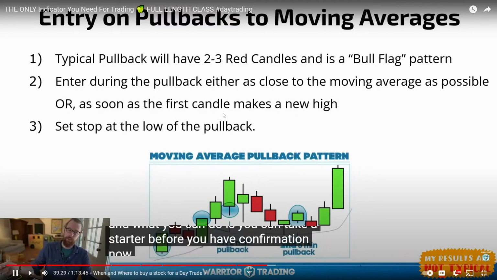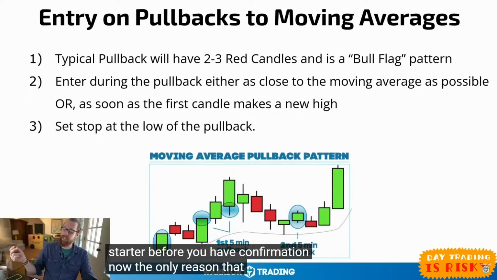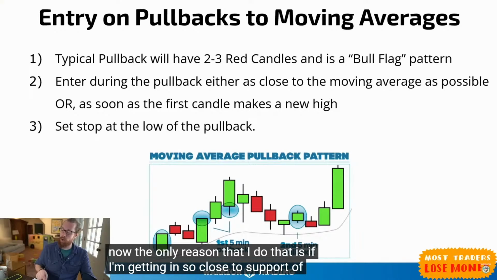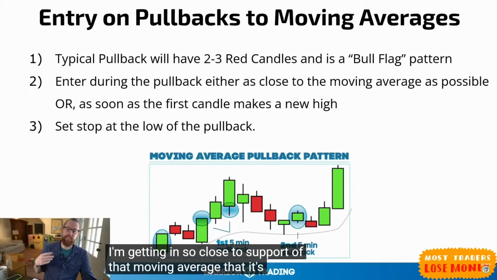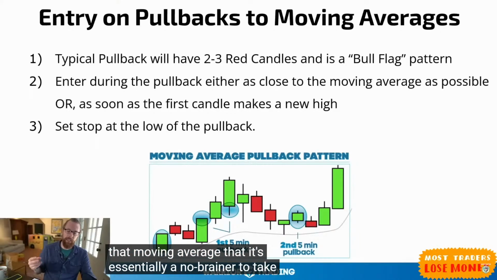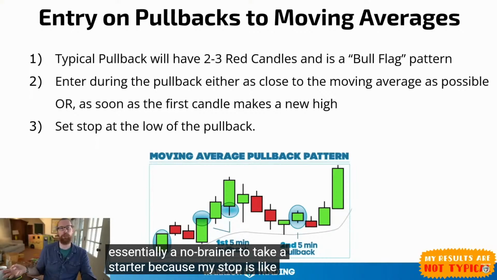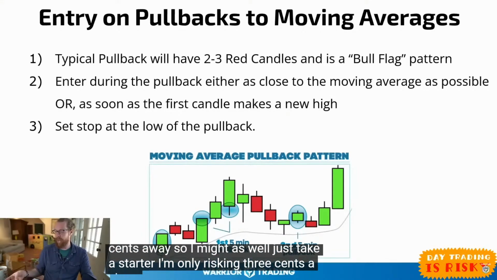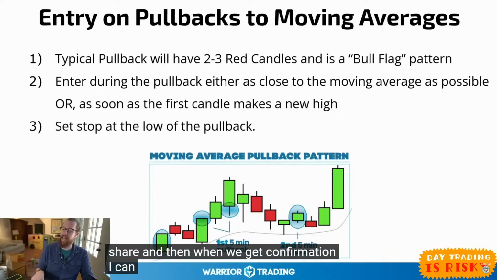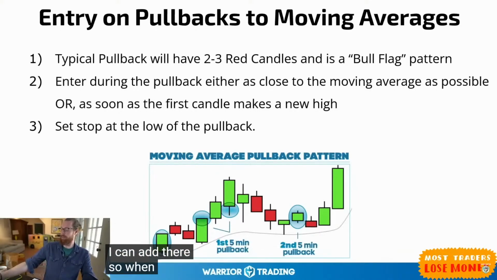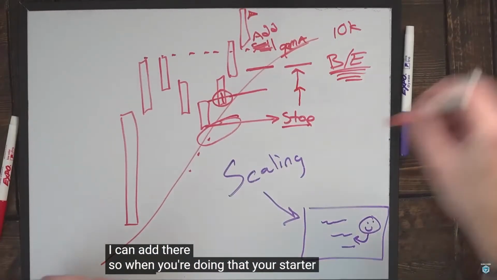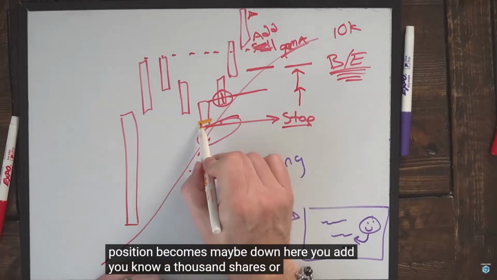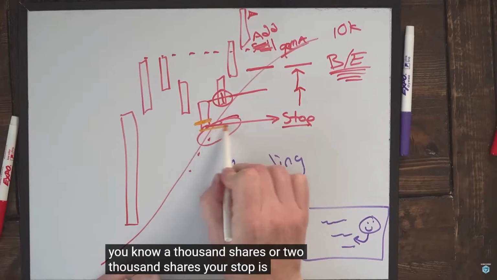Confirmation. The only reason that I do that is if I'm getting in so close to support of that moving average that it's essentially a no-brainer to take a starter, because my stop is like 3 cents away. So I might as well just take a starter. I'm only risking 3 cents a share. And then when we get confirmation, I can add there. So when you're doing that, your starter position becomes maybe down here. You add 1,000 shares or 2,000 shares. Your stop is at the moving average.